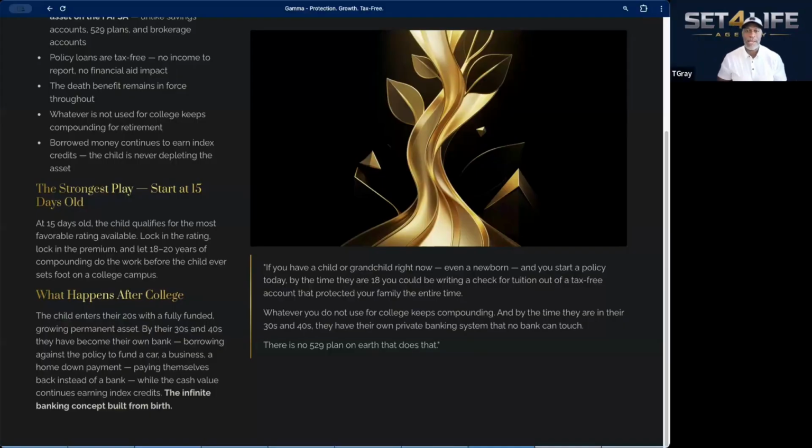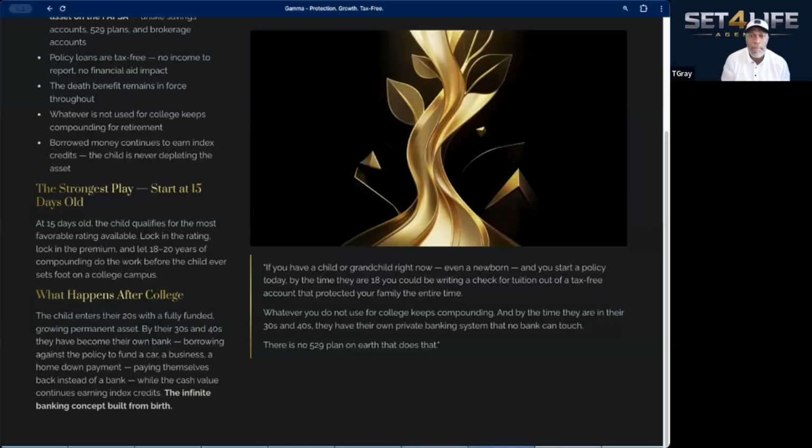When you understand the mechanics of an IUL loan, how they don't take the money out of the policy, you're actually borrowing against the policy. So everything in there continues to grow. Hey, look, after the student loan is paid off, there's still money. So now in the 30s, this child is their own bank.